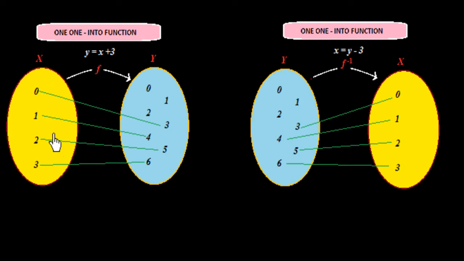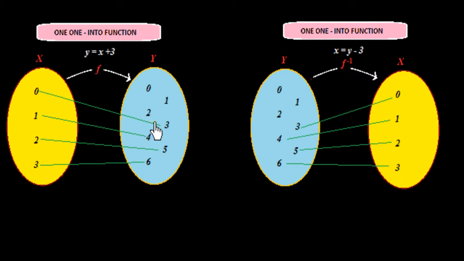So we see here 0 1 2 3. The same function we are taking, y is equal to x plus 3. But here the codomain is different: 0 1 2 3 4 5 6. It is the codomain here. So if we put all these values, we get again 3 4 5 6. So we are engaged with each and every element of set x here. But a few elements are free here in set y. You see 0 1 2. So it is an into function.